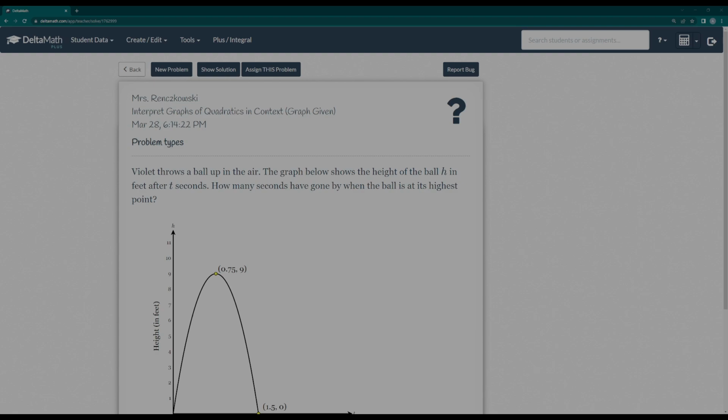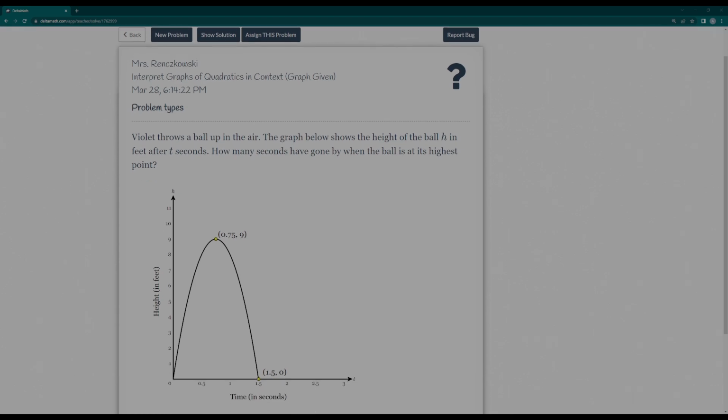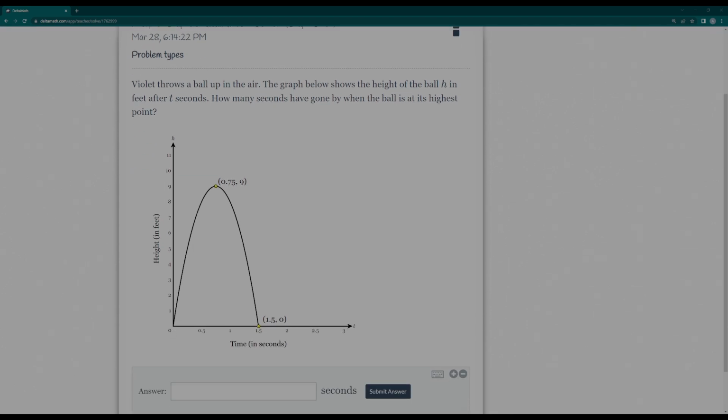So the first section was interpret graphs of quadratics in context. So here is a beautiful quadratic. It's a parabola. Violet throws a ball up in the air. The graph below shows the height of the ball in feet after t seconds. How many seconds have gone by when the ball is at its highest?